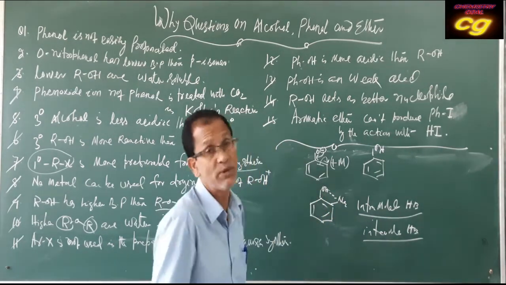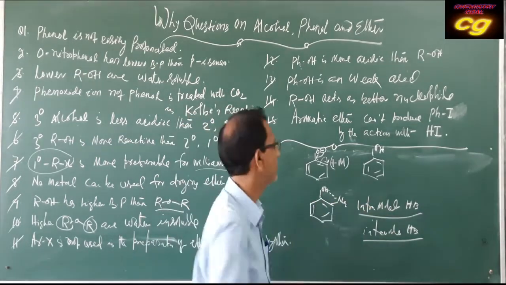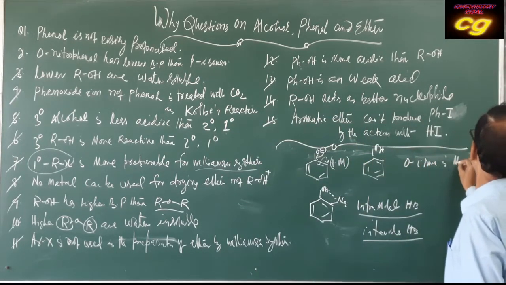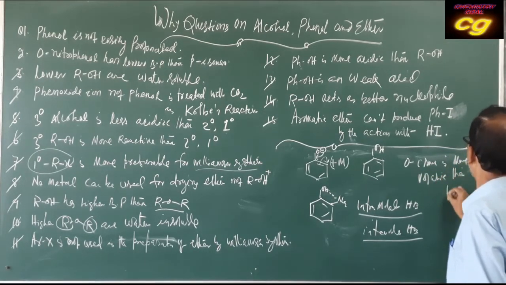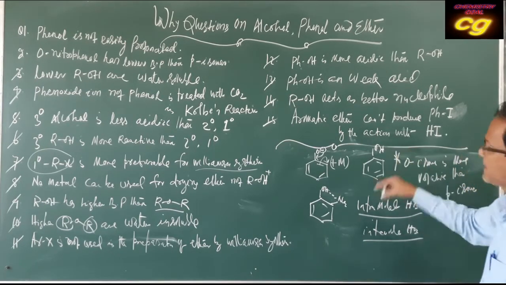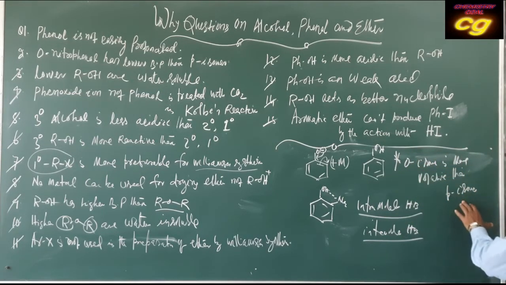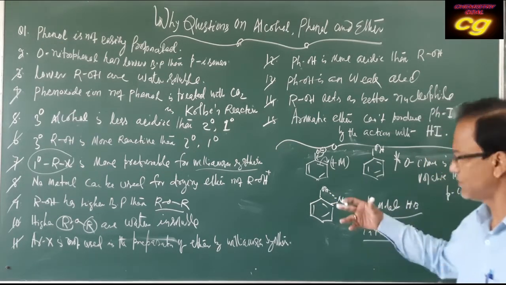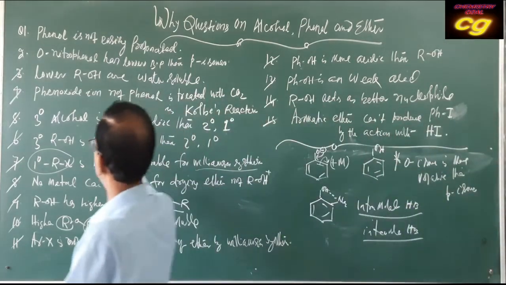Also write another question, very important: ortho-nitrophenols are more volatile than para-nitrophenols. The ortho isomer is more volatile than the para isomer. This is very important. This is the same question and same answer. The ortho isomer is more volatile than para because of intramolecular hydrogen bonding. That's why the intermolecular interaction is low and the boiling point is less. This is about this second question.